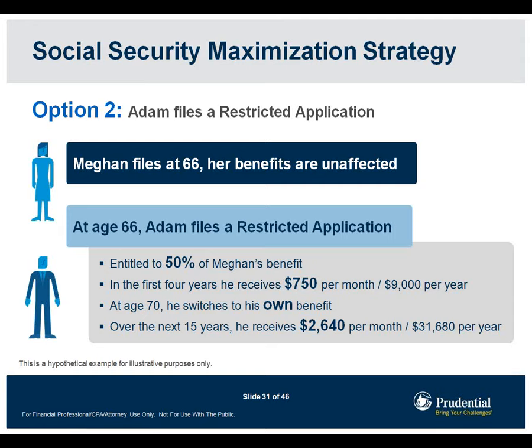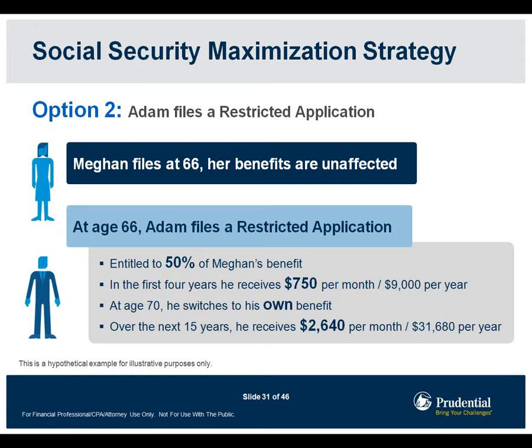You know, that's $36,000 most people will just simply leave on the table. And then, of course, when he reaches age 70, he'll receive his higher benefit. So that's called a restricted application. That works very well when you have spouses with close and near equal benefits. And again, there are a lot of different variables.